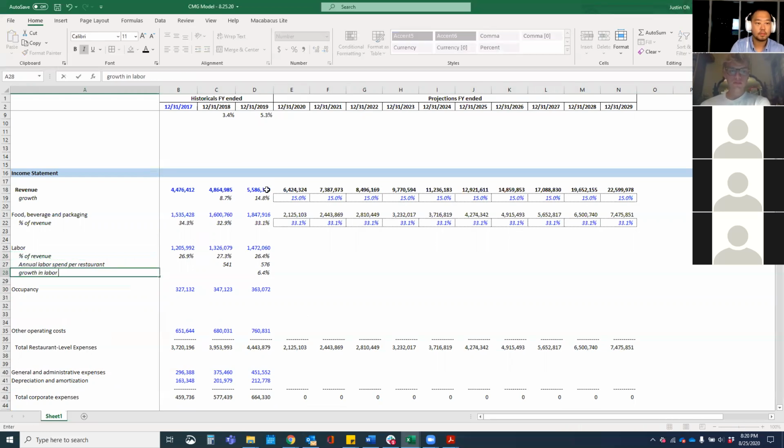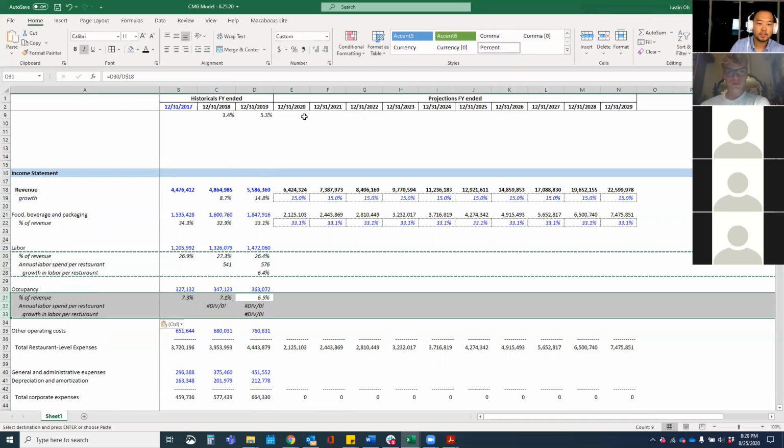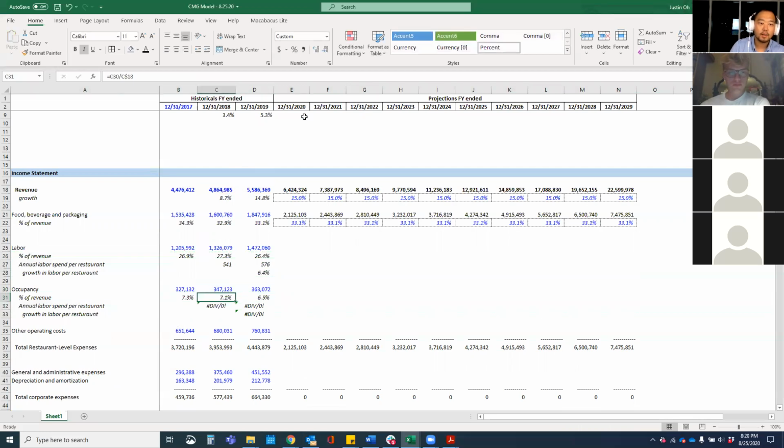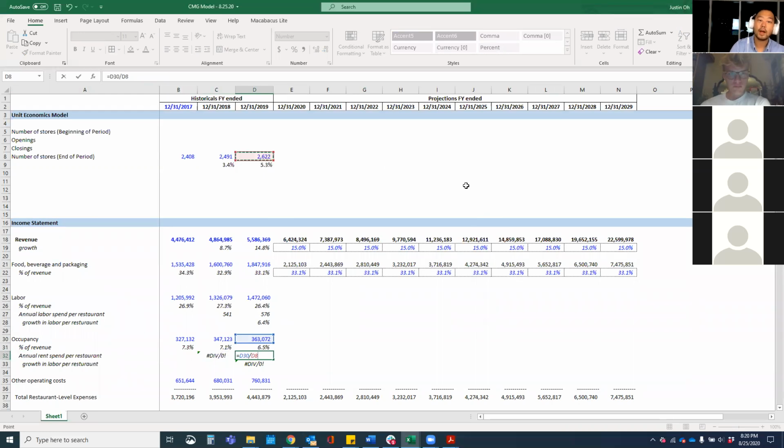Growth in occupancy is rent, right? So if I want to project kind of the same thing, right? I mean, I guess you can say as a percentage of revenues it's going down, but this doesn't really tell us much, right? It's going down. Why is it going down? I don't know. So annual rent spend per restaurant. So occupancy divided by number of stores, or well, average over the period.